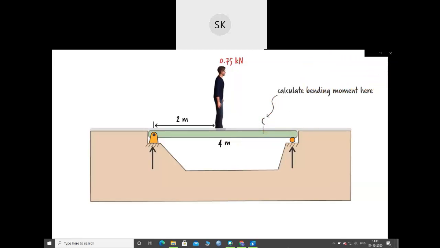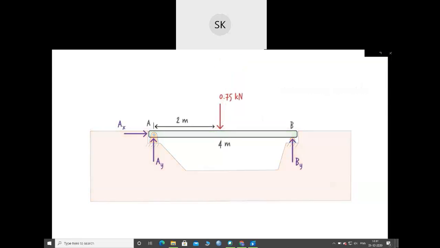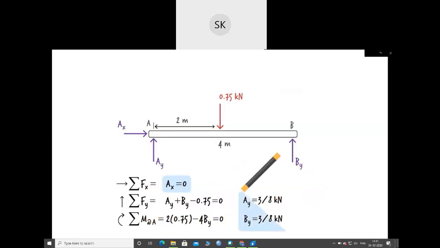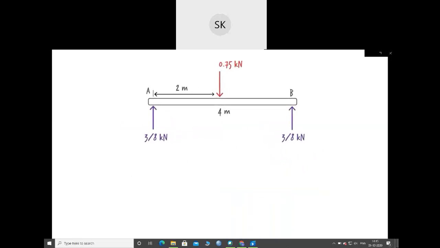We start by determining the beam's support reactions. Here is the free body diagram showing 3 unknown forces. There are 2 reaction forces at the pin and 1 reaction force at the roller. We write 3 equilibrium equations, then solve them for the unknowns. Having determined the reaction forces, we are now in the position to calculate bending moment at C.